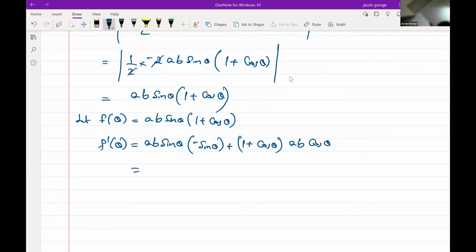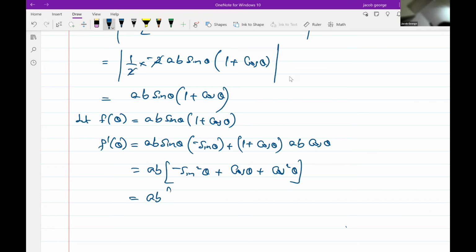Or after taking AB outside also, we could have done the same thing. Here I applied the product rule. First function AB sine theta into derivative of second, plus second function 1 plus cos theta into derivative of first. Okay, so we will open this bracket. Some more simplification is possible here. AB can be taken outside. Then it will be minus sine square theta plus cos theta plus cos square theta.